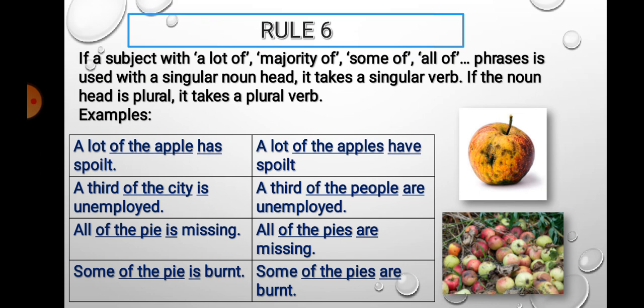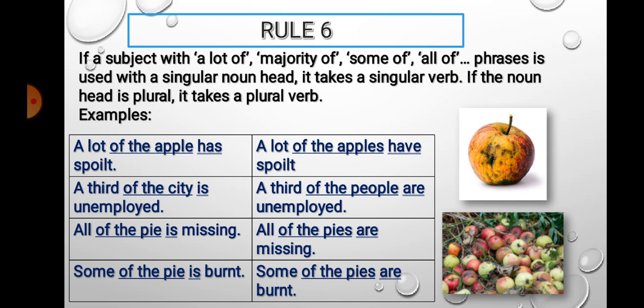Look at the picture above. A lot of the apple has spoilt. Let's say you have an apple, but a greater part of it has spoilt. So you just have to choose the singular verb has, because it's just an apple. A lot of the apple has spoilt.